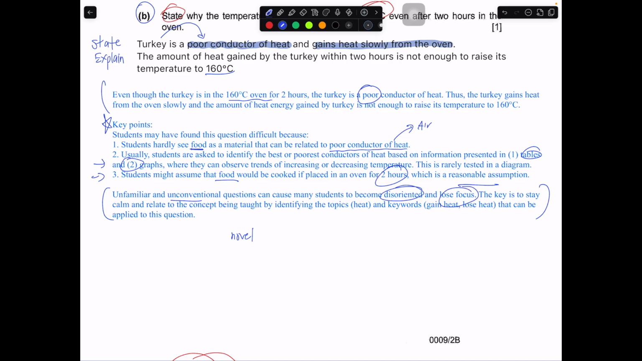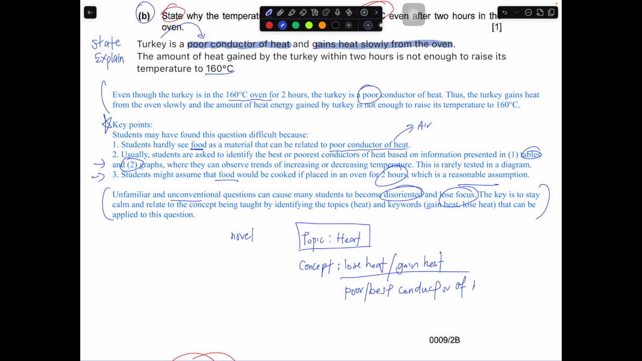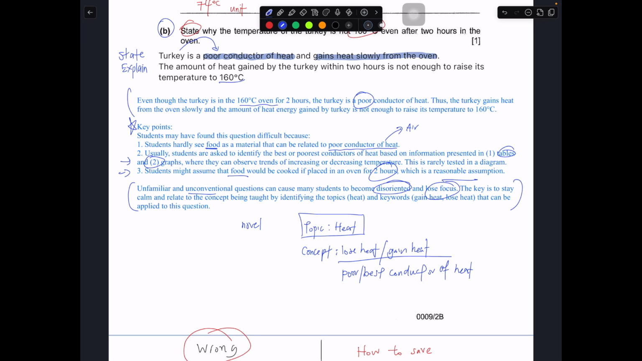But the key is still to relate back to the concept that is being tested. So you identify the topic, heat, then you start to look at the possible concepts or keywords that you can use. The concept: lose heat or gain heat, and the possible property: poor or good conductor of heat. So these are a few things that you can apply to this question so that you can remain focused, even though the question may seem very novel, unfamiliar, unconventional.